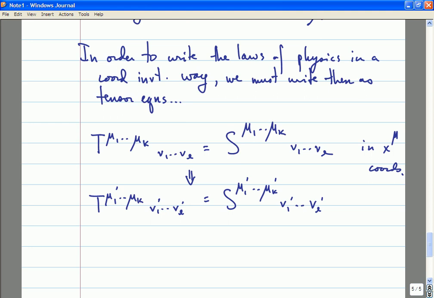coordinate system, then it's equal to 0 in every coordinate system. Because if you multiply 0 by a bunch of Jacobian matrices, you still get 0. So any laws that are written in tensor notation will be true in every coordinate system, and will take the same form in every coordinate system. So our guiding principle for the rest of this course is going to be that the laws of physics, and in particular the laws of general relativity, will be tensor equations.